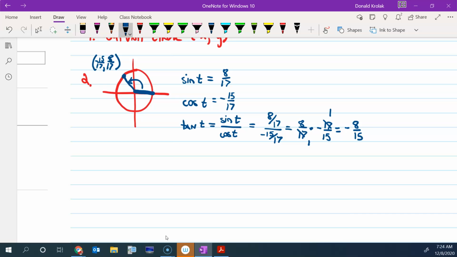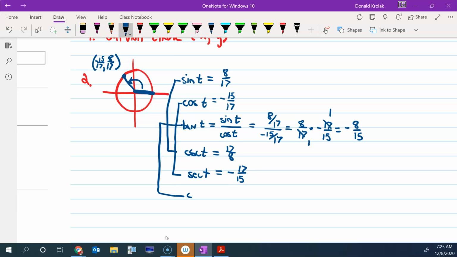Okay, and then you had to do the reciprocal. So the reciprocal of sine is cosecant. So we flip that. Okay, reciprocal of cosine, secant. It's still negative, we just flip it. And then reciprocal of tangent, cotangent. That would be negative 15/8. Okay, so type those in.